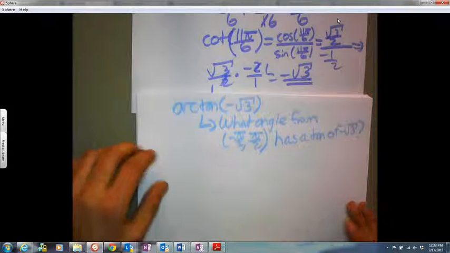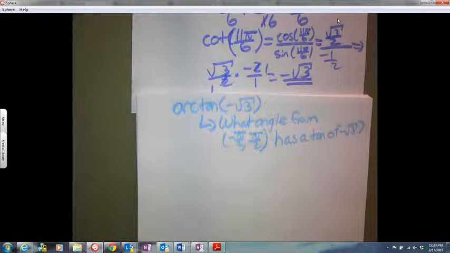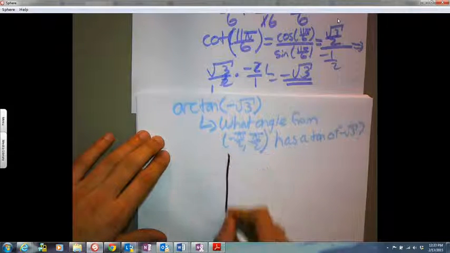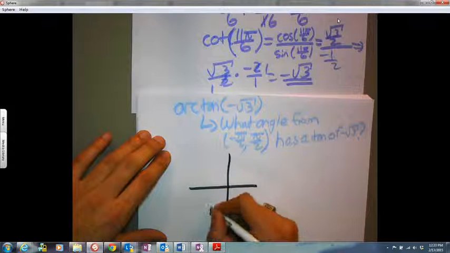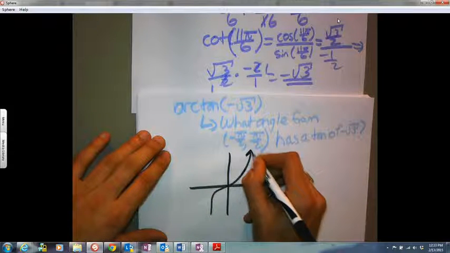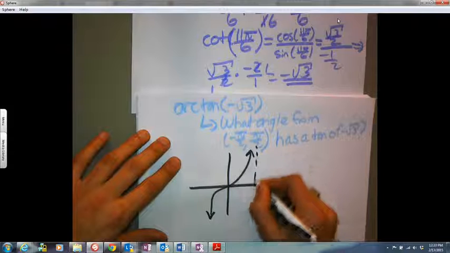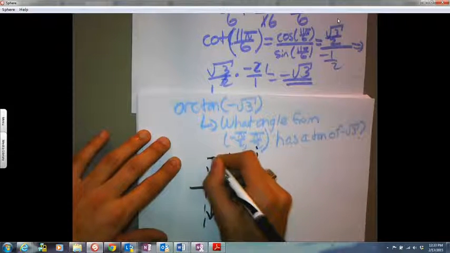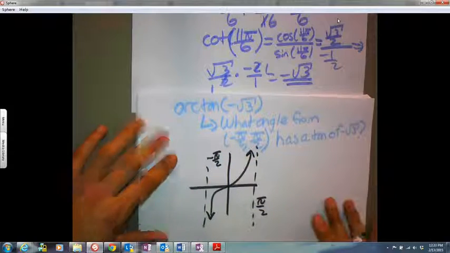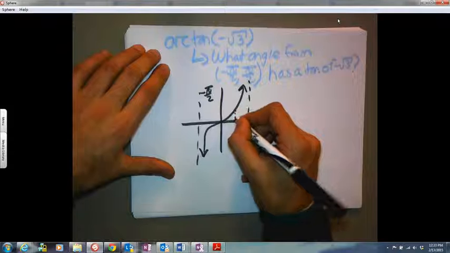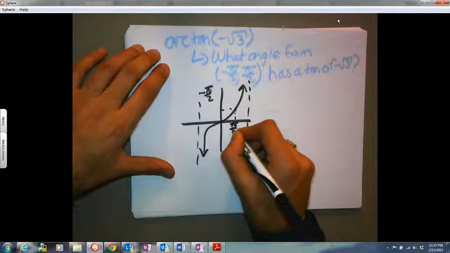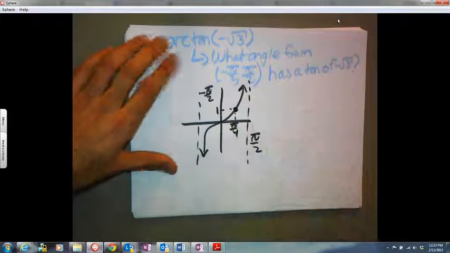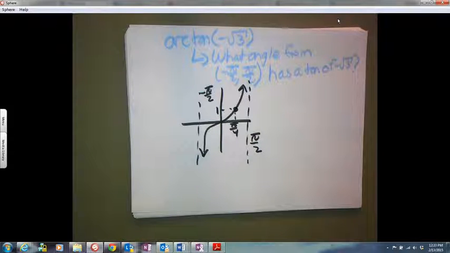Again, remember, I don't know what the answer to this is off the top of my head, but I do know this is the graph of tangent. I do know tangent has an asymptote at pi over 2 and negative pi over 2. I also know that the tangent of pi over 4 is 1 because tangent is sine over cosine and sine of pi over 4 equals cosine of pi over 4.